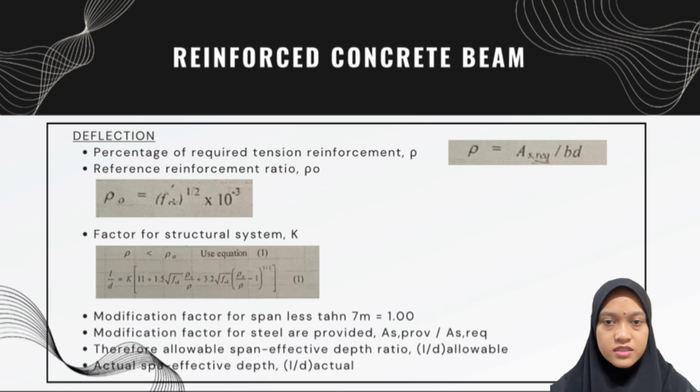Modification factor for span less than 7 meter equals to 1. Modification factor for steel area provided, As provided divided by As required. Therefore, allowable span effective depth ratio L over d allowable and actual span effective depth L over d actual can be calculated to see if it's bigger than or if it's smaller than.